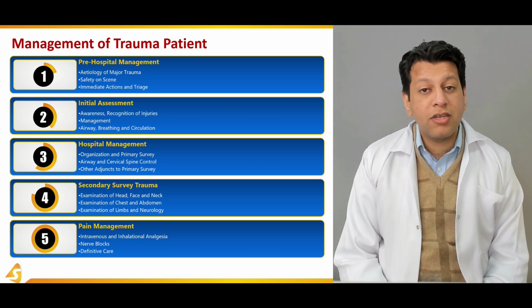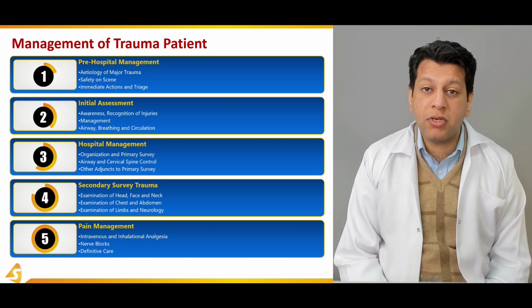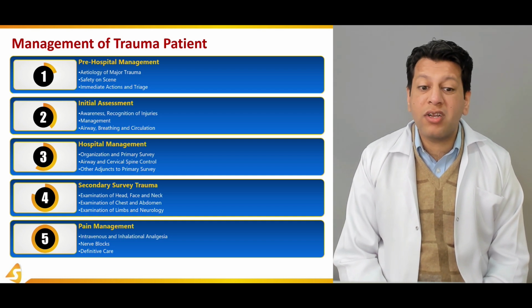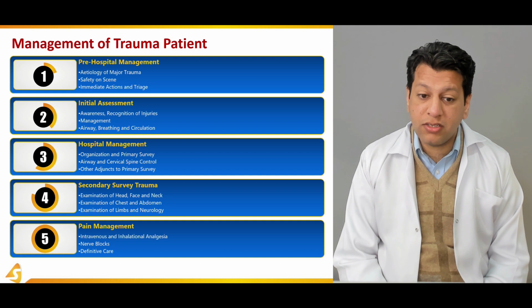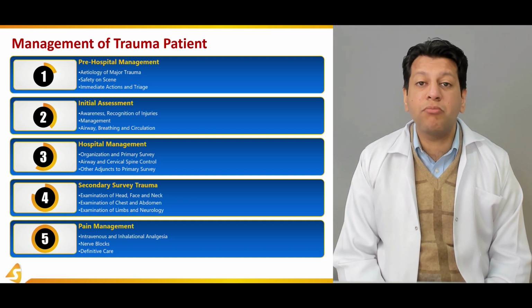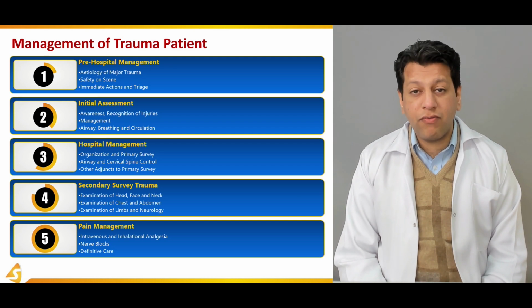In the last section, we will be briefly going through the pain management which is associated with the trauma care, and we will be going through what are the different intravenous and inhalational anesthesia, what are nerve blocks, and what is the definitive care, especially when mobilizing the patient to a different facility.